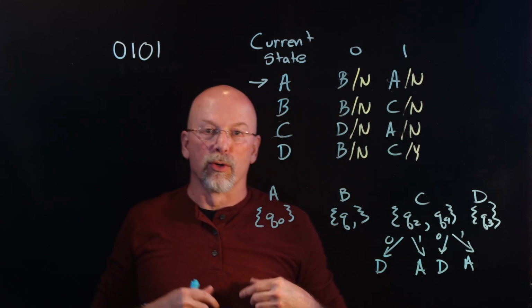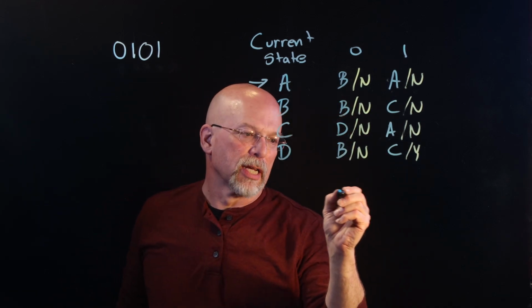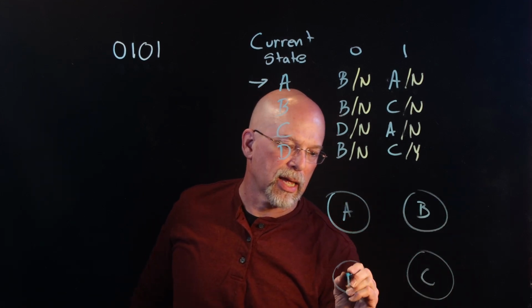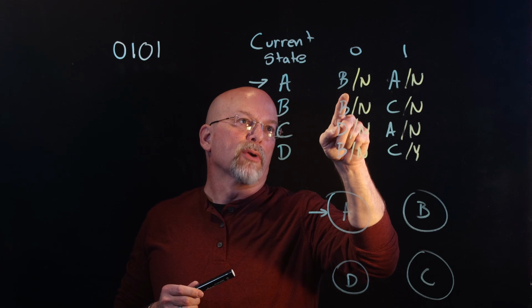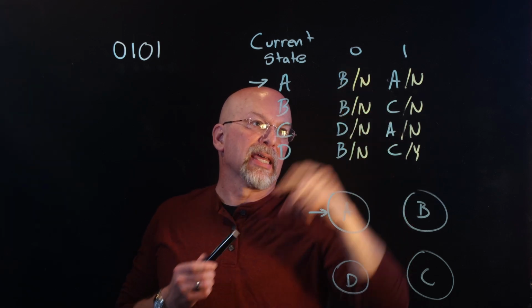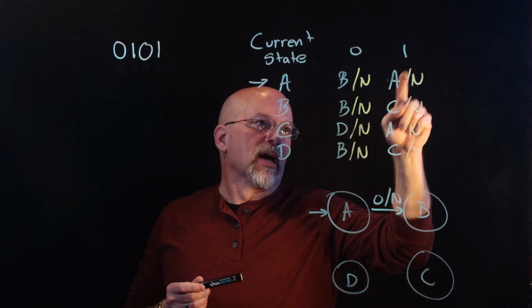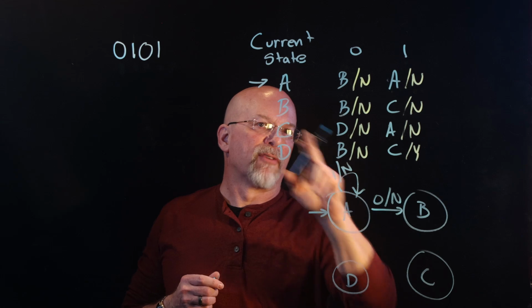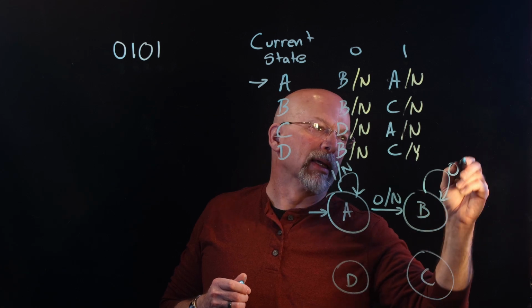Let's draw the state diagram real quick and just get an idea of whether or not it will work. All right, let's create our state diagram from our state transition table. So I've got 4 states. I've got A, B, C, and D. And what we've got is A is our initial state. All right. If I get a 0, I'm going to B with a no. So 0, no. If I get a 1, I'm going to A with a no. So 1 brings me to A with a no. If I'm in B and I get a 0, I'm going to go back to B with a no.